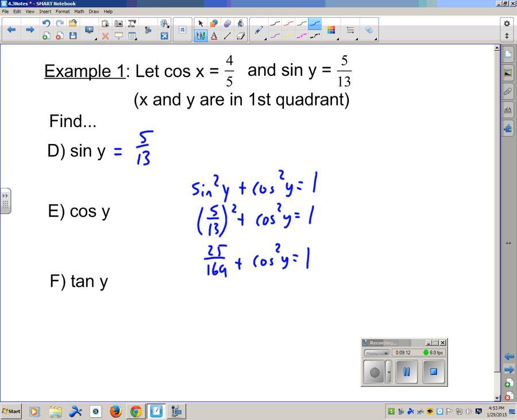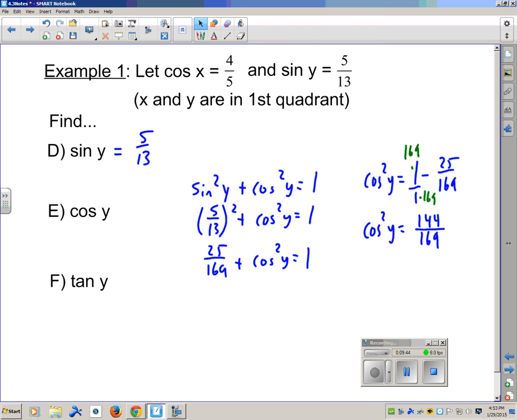We're going to go ahead and subtract 25/169ths from both sides. So we end up getting 1 minus 25 over 169. Common denominator there is going to be 169, so now I can go ahead and subtract. I've got 169 minus 25, working with the numerators, and I get 144 all over the common denominator, 169.